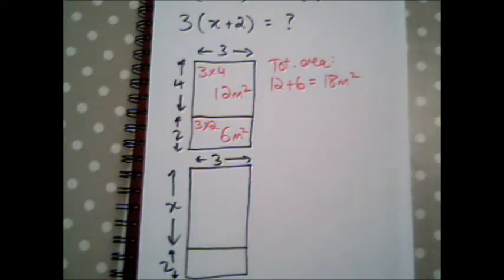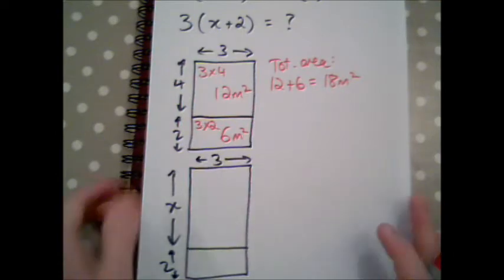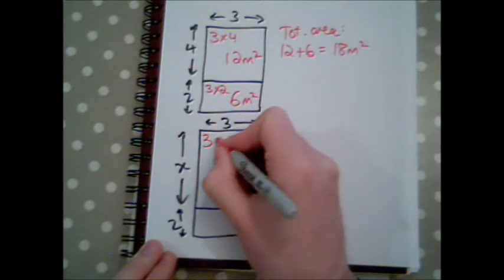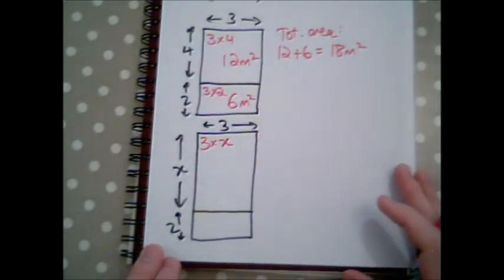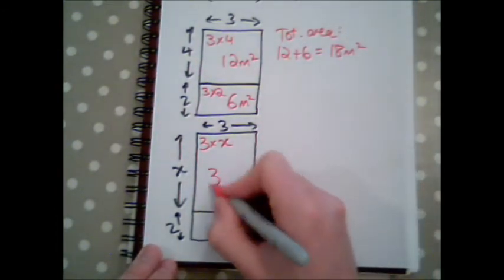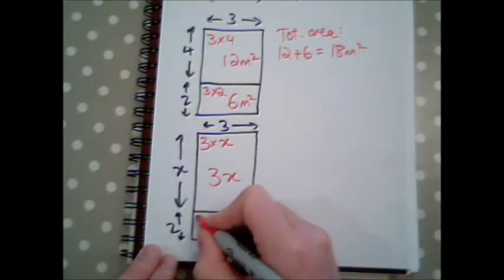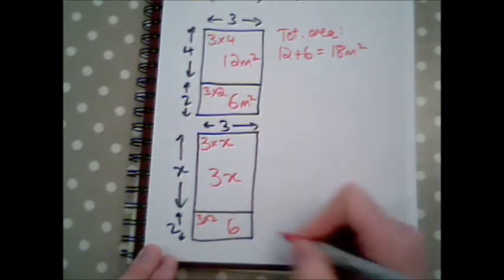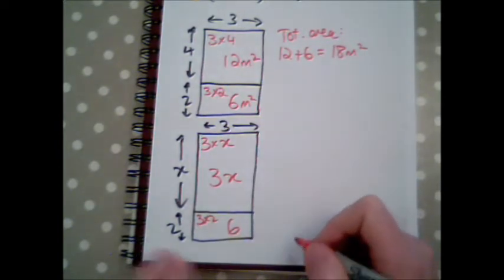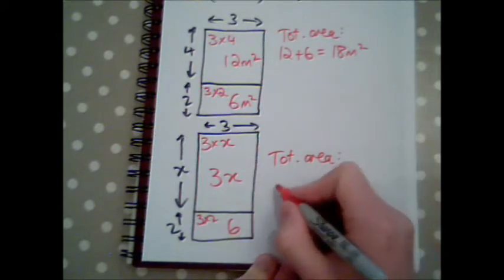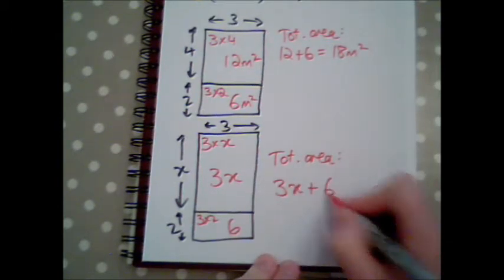Alright? So in order to get the total area, we're going to calculate the two rectangles separately. So the first one, we're going to have 3 times x. Now 3 times x is just 3 x's. 3x. In the second one, we're going to have 3 times 2, which is 6. So our total area here is going to be 3x + 6.